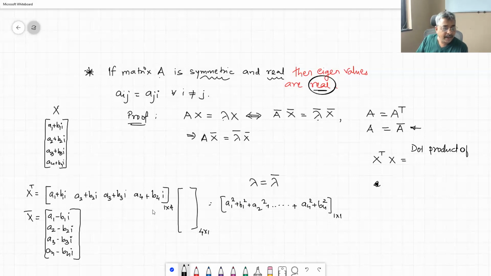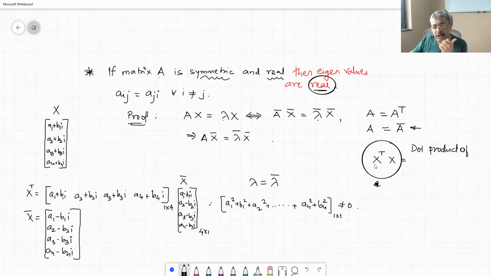When you multiply X transpose by X, and definitely you can say that X transpose multiplied by X bar is (a1 minus b1 i), (a2 minus b2 i), (a3 minus b3 i), (a4 minus b4 i). Okay, so X transpose into X bar is definitely not equal to zero. That is what we will require in this proof. However, I was just trying to explain to you what is multiplication of the vector and its transpose.